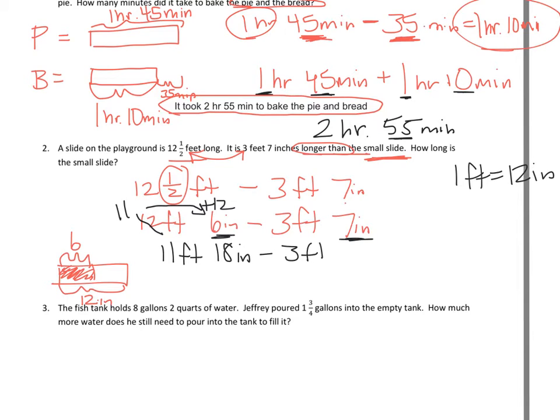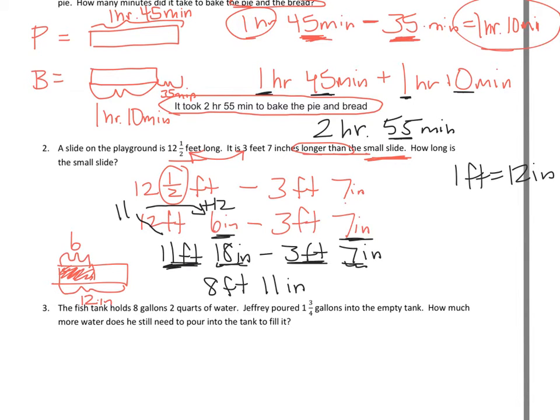And now I can subtract out. 18 minus 7 is 11 inches. And now I can subtract my feet, because again, I want to do same units. So I subtracted just the inches because that's one set of units. Now I'll subtract my feet. 11 feet minus 3 feet is 8 feet.